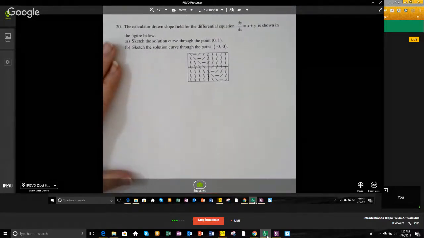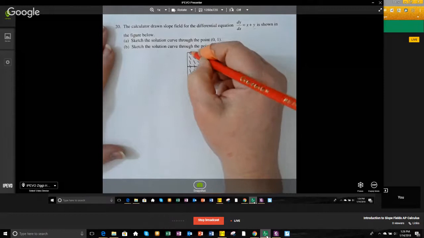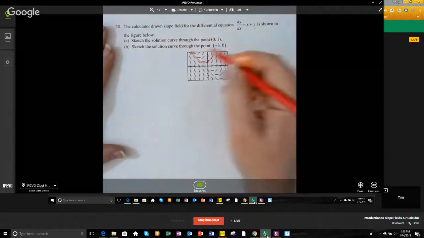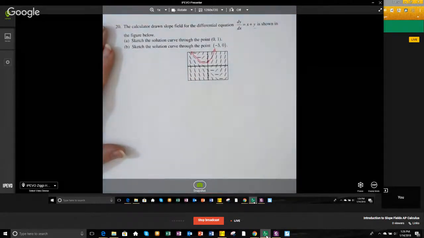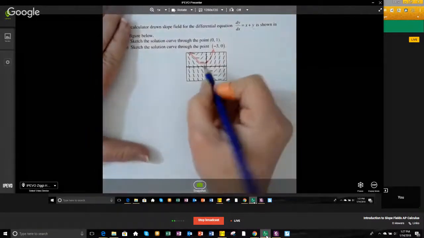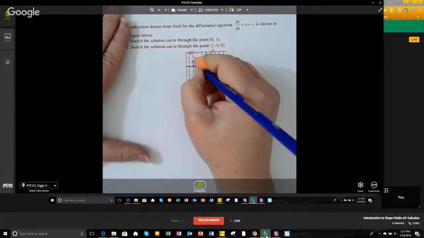Last but not least, the calculator drawn slope field for the differential equation dy dx equals x plus y is shown in the figure below. Sketch the solution curve through the point 0, 1. 0, 1 is right here. And so I'm going to follow the slopes. And that would be through 0, 1. Kind of follows the flow of the slopes. And then the solution curve through negative 3, 0. So that's 1, 2, 3 right here. That's those, then we're going to just follow the slopes.